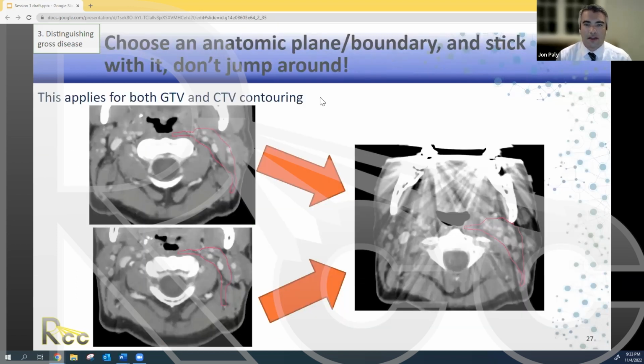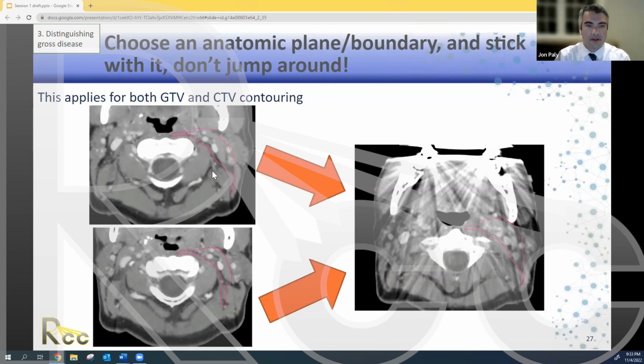Another important thing that's always been helpful for me is the idea of choosing an anatomic plane and boundary and sticking with it rather than jumping around from slice to slice when contouring. And this applies to both your gross tumor volume and the clinical target volume when you're contouring.